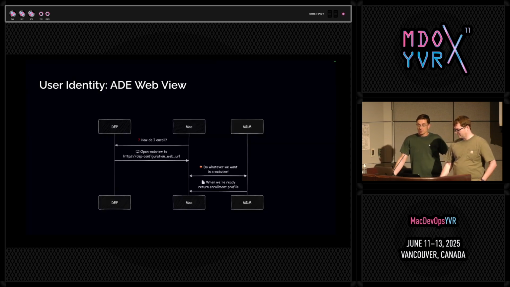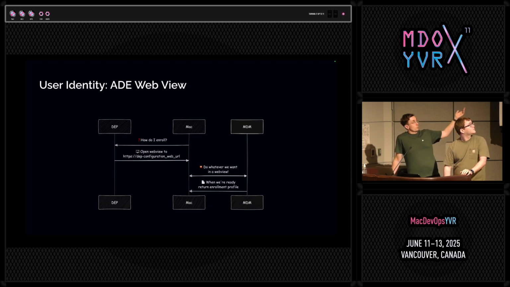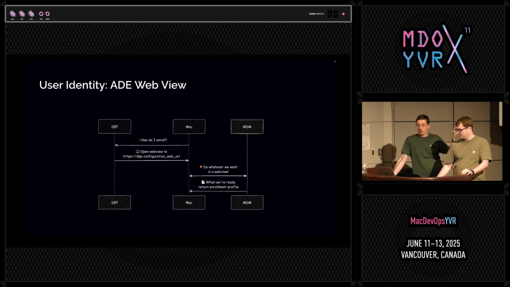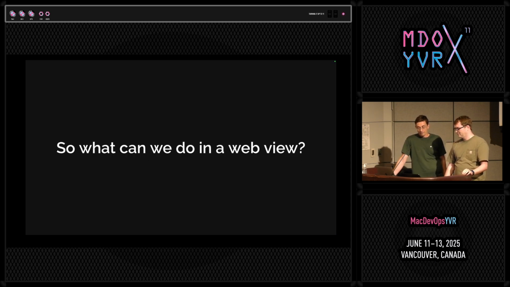Our second authentication approach is with the web view. By providing back a configuration web URL key in our DEP profile, we can have the setup assistant flow pull up a web view, and we can do whatever we want in that web view. So what can we do in there? Well, we can integrate it with our SSO, a custom sign-in.